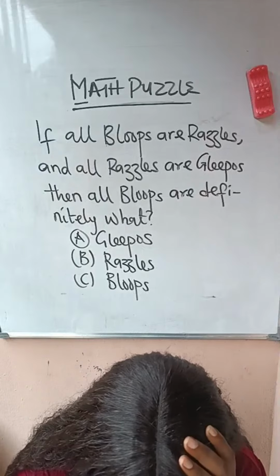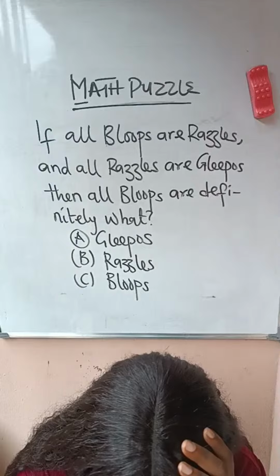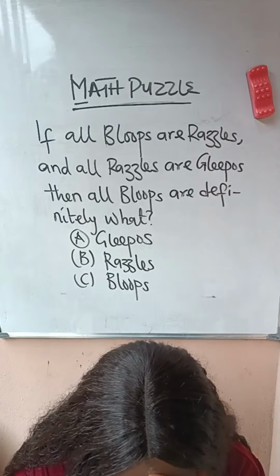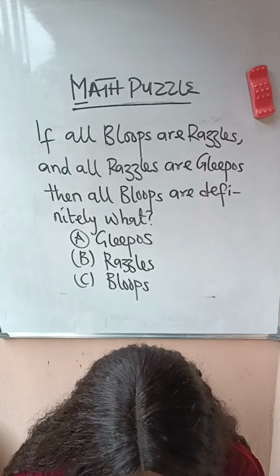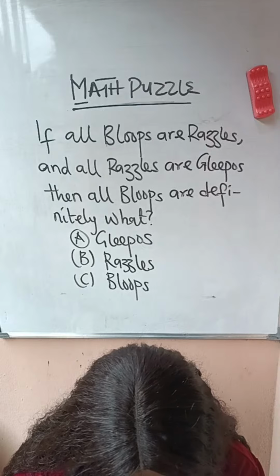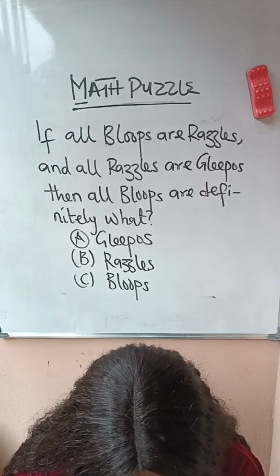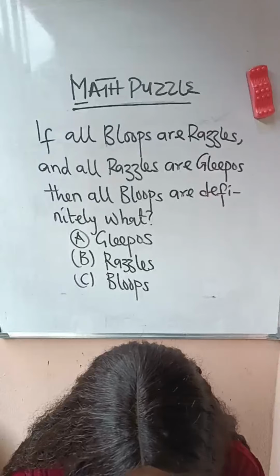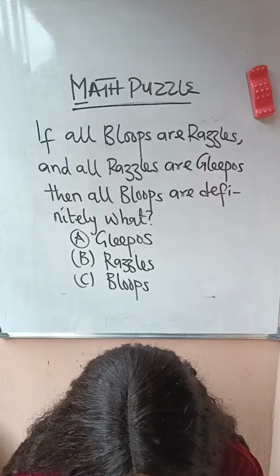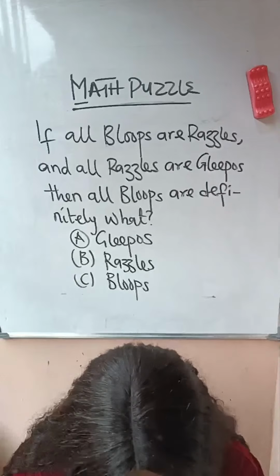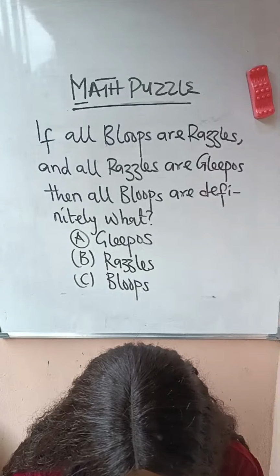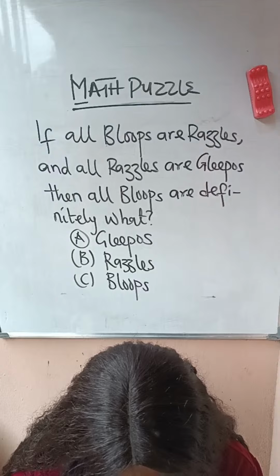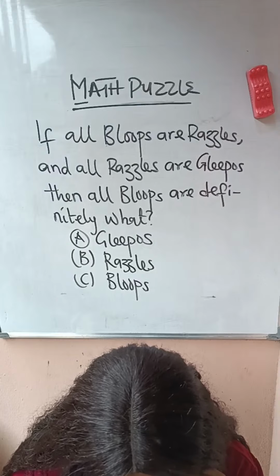If all blues are razors and all razors are glyphos, then all blues are definitely what? A, glyphos. B, razors. C, blues. Stephen says C. Okay. Let's go, let's go, let's go.